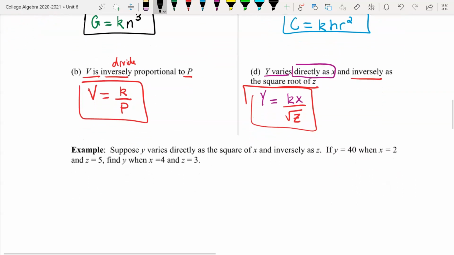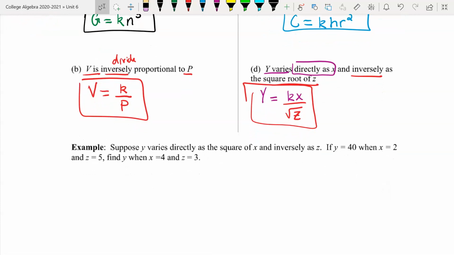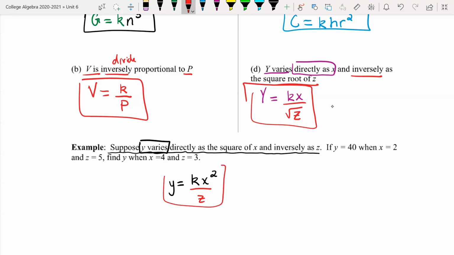So then it says, suppose y varies directly as the square of x and inversely as z. If y equals 40 when x equals 2 and z equals 5, find y when x equals 4 and z equals 3. So that was a lot to digest right there. But the first thing I want to do is go in order. So let's write an equation. So y equals, I'm going to write my k, because after my equal sign I always write k, directly as the square of x, so it's going to be x to the second. I'm going to multiply because directly, and inversely as z means I'm going to divide everything by z. So I want to write my equation first.